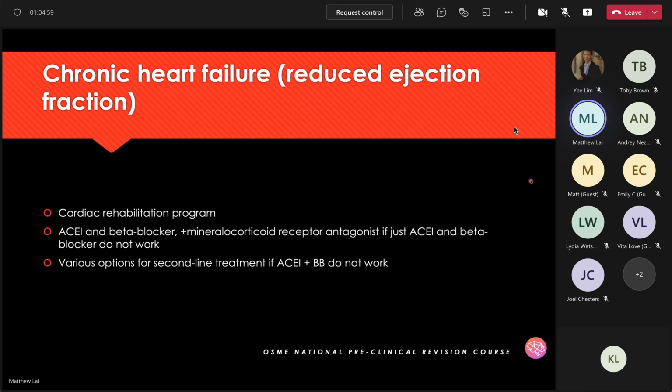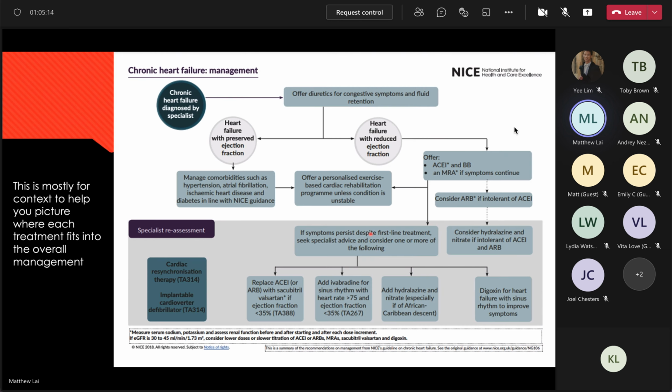Moving on to chronic heart failure, main therapies here are ACE inhibitors and beta blockers, plus a mineralocorticoid receptor antagonist if just ACE inhibitors and beta blockers don't work. And again, there's a lot of stuff in this slide, but it's just to help you picture where each therapy fits in overall management. So you see, for heart failure with preserved ejection fraction, you can't really do very much. But for heart failure with reduced ejection fraction, we can do some things. We can offer these medications. And if these don't work, we can then consider offering these other medications here.